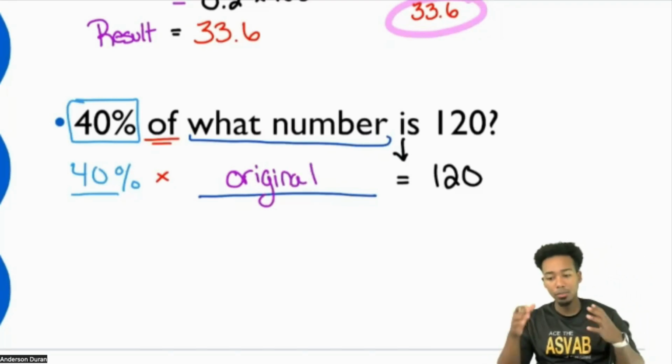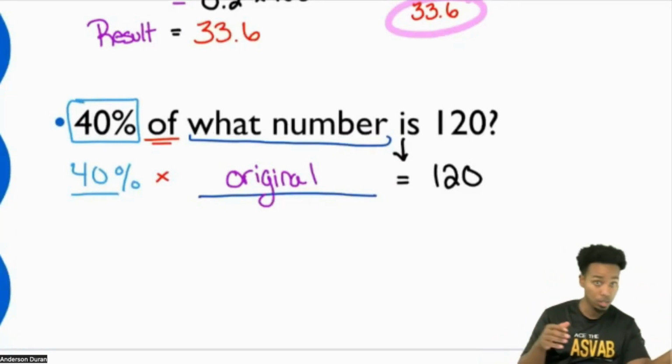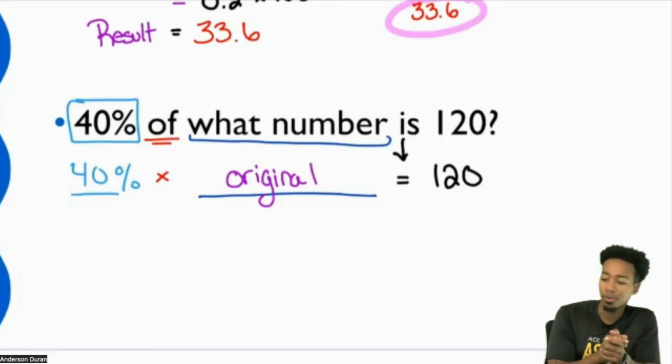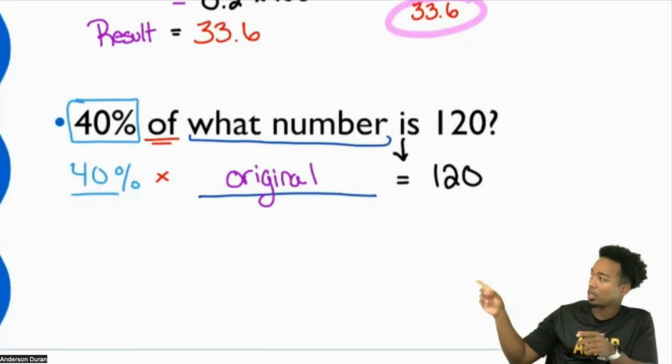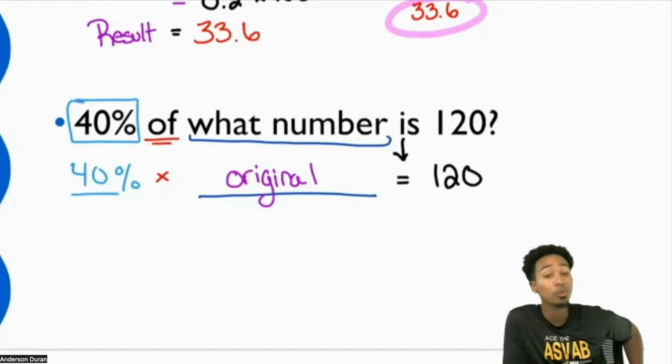If you check it out here, exactly. 40% of, so 40% times the original, times what number? Blank, unknown. You're looking for the original number. 120 is the result. We're looking for that original number. Yes or no? Is this starting to make a little more sense to you in terms of knowing what you're looking for?